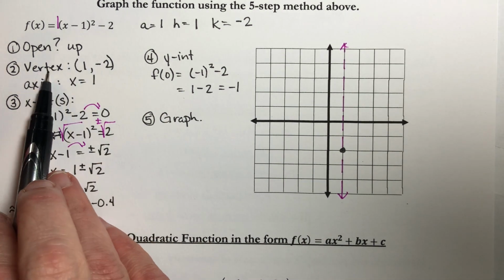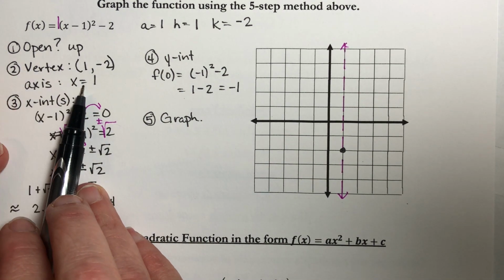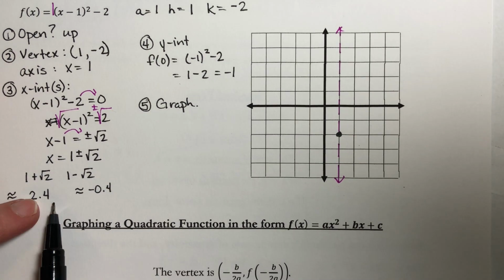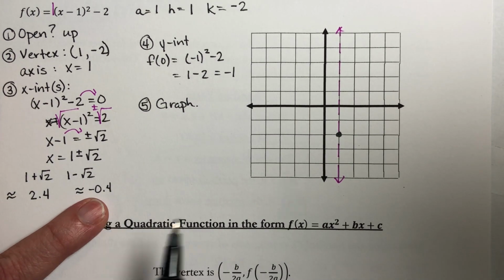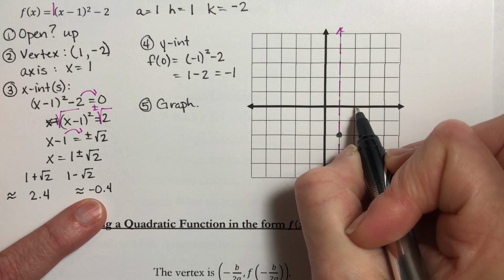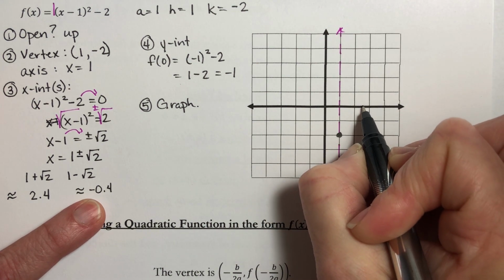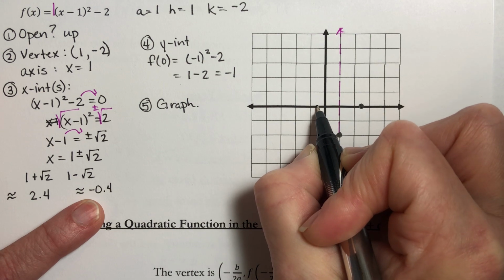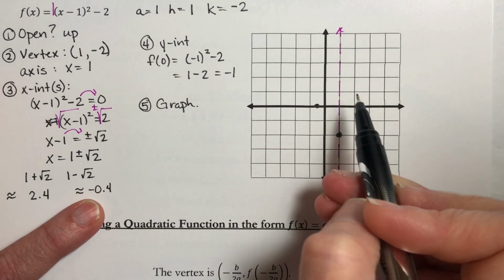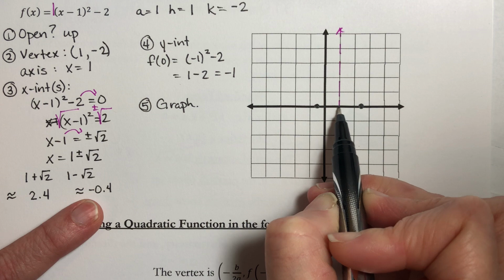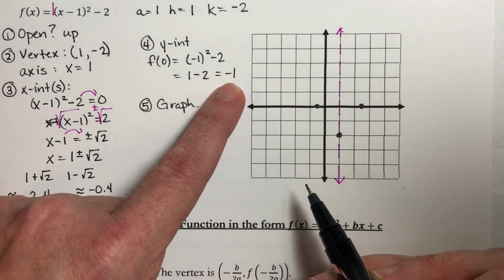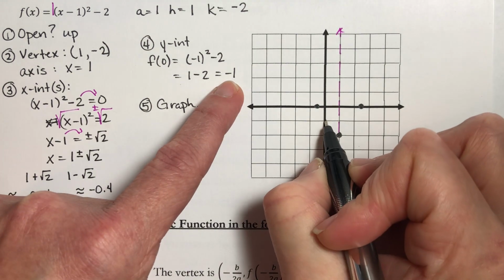Okay, so I have done my vertex, I've plotted my axis of symmetry. My x-intercepts are at about 2.4 and about negative 0.4. Well, 2.4 is about right here, and negative 0.4 is about right here. Notice that they are symmetric about this, which is good. My y-intercept is at negative 1, which is right here.